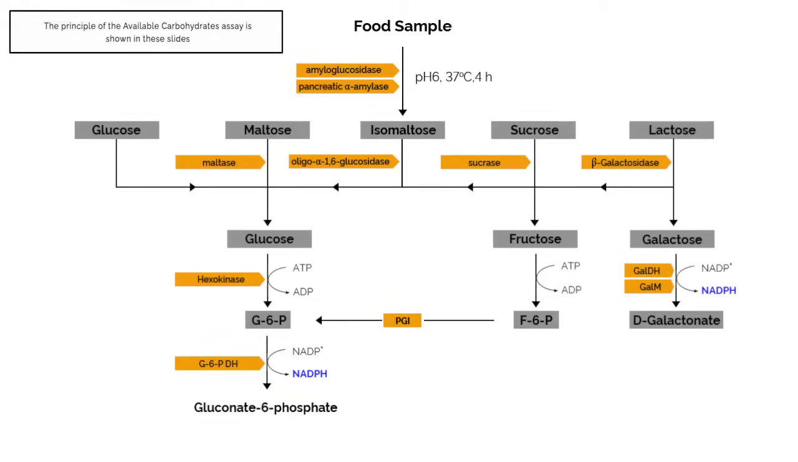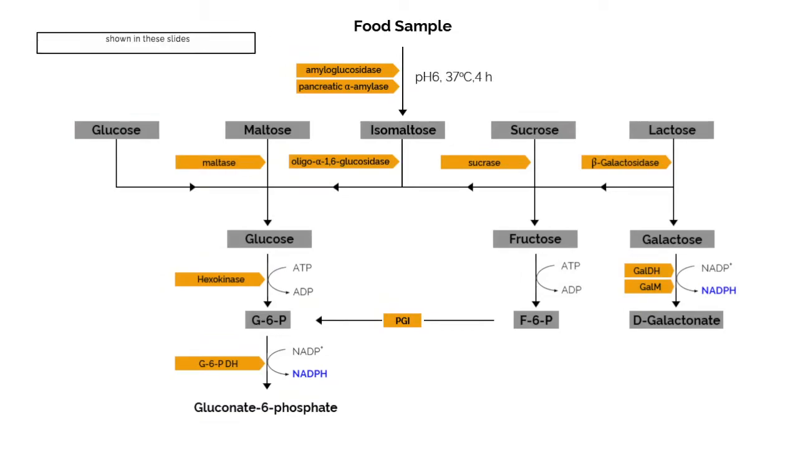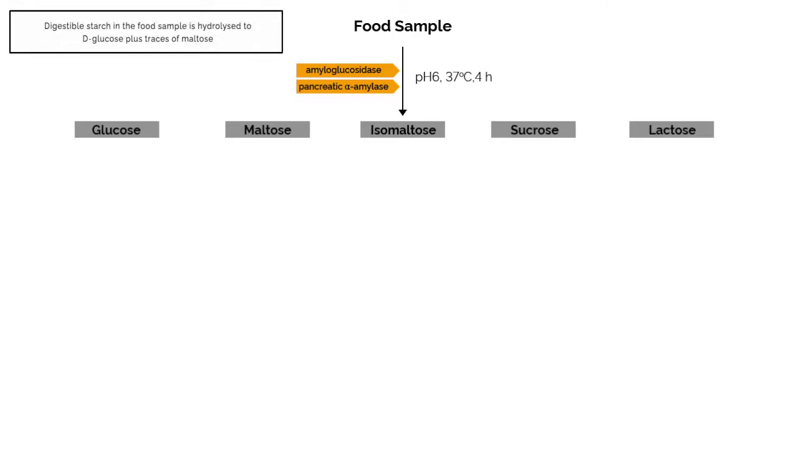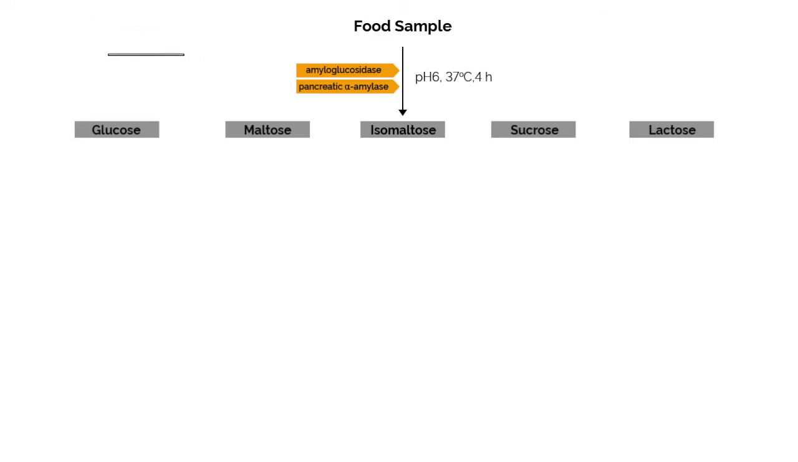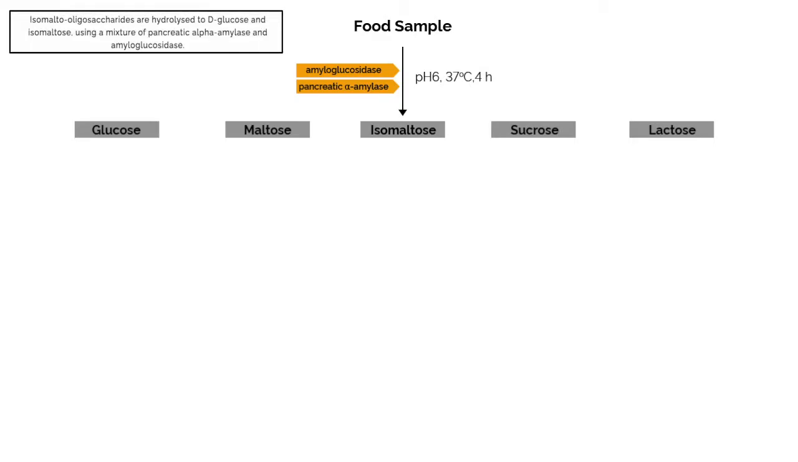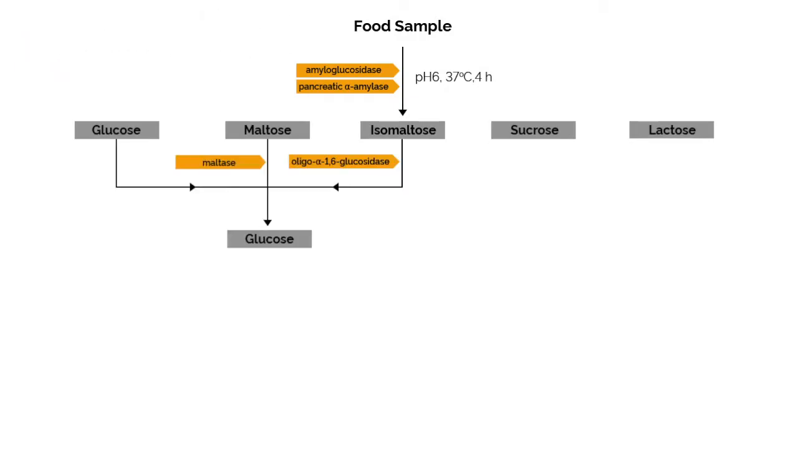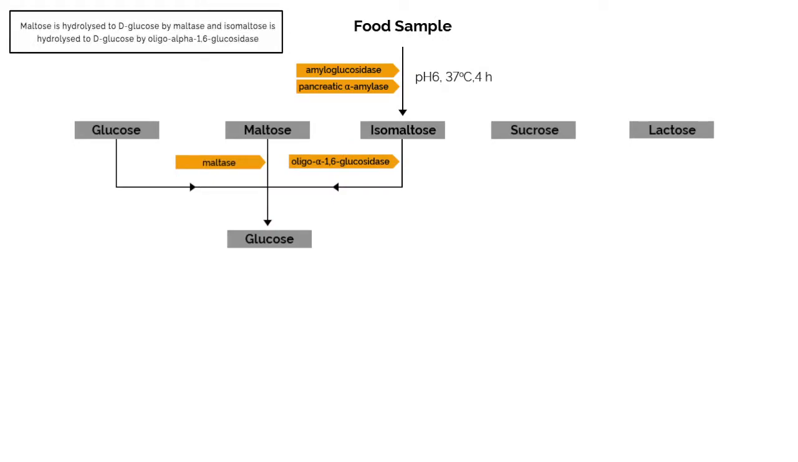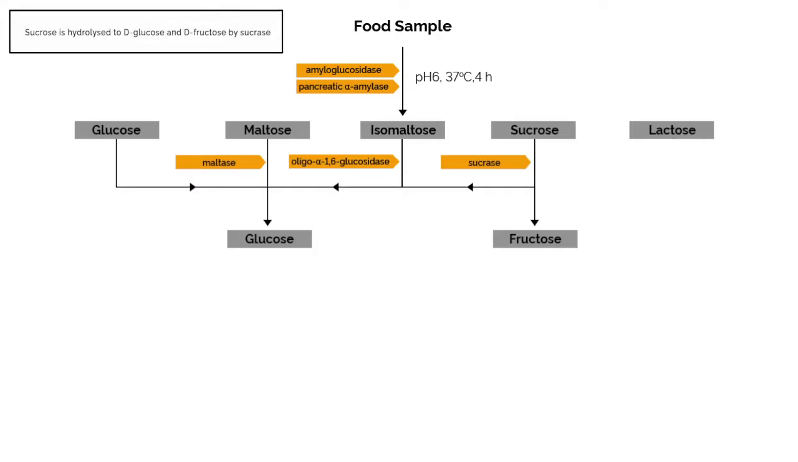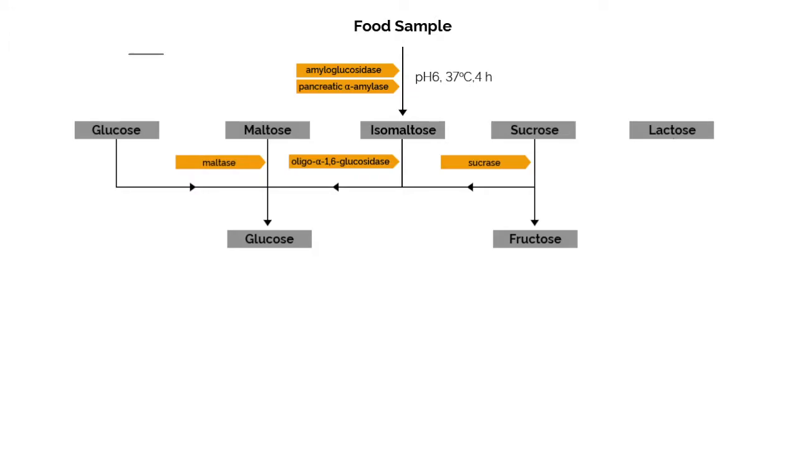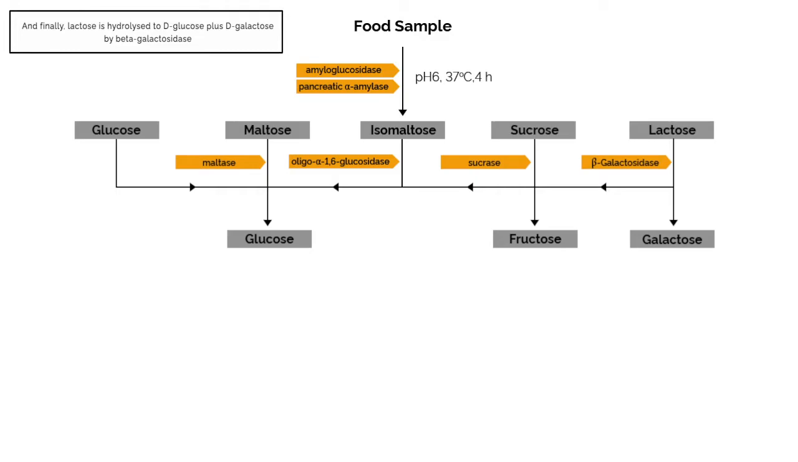The principle of the available carbohydrates assay is shown in this figure. Digestible starch in the food sample is hydrolyzed to D-glucose plus traces of maltose, and isomalto oligosaccharides are hydrolyzed to D-glucose and isomaltose using a mixture of pancreatic alpha amylase and amyloglucosidase. Maltose is hydrolyzed to D-glucose by maltase, and isomaltose is hydrolyzed to D-glucose by oligo-alpha 1,6 glucosidase. Sucrose is hydrolyzed to D-glucose and D-fructose by sucrase. And finally, lactose is hydrolyzed to D-glucose plus D-galactose by beta-galactosidase.